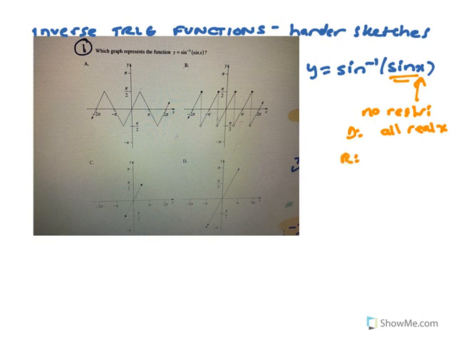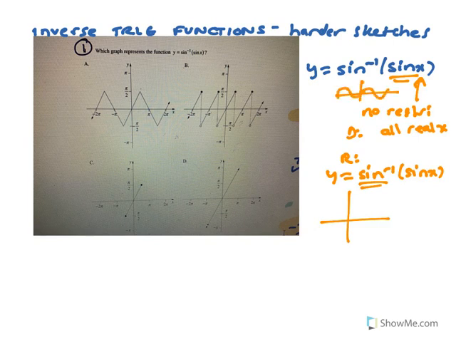The range, however, y is sine the minus 1, therefore the range is restricted by the sine the minus 1 function. Just the sine function looks like that, that's why that's all real x, but the sine the minus 1 is what the y is equal to. It looks like this. So it's restricted between pi on 2 and minus pi on 2.